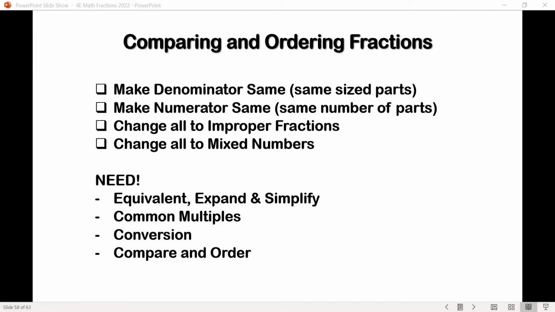This is about conversion. So the skills that we need are to know how to find equivalent fractions, how to expand and simplify. We need to be good with our common multiples, conversion, and then compare and order. Okay, does it make sense now? If you can remember all these skills and do all these skills, then fractions will be a breeze and P5s will be quite manageable.